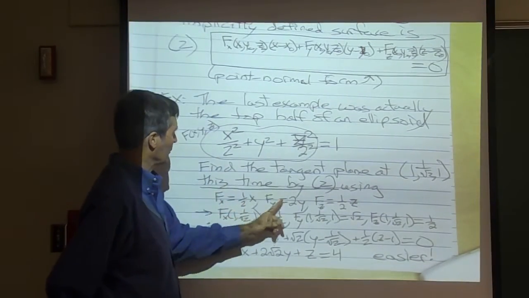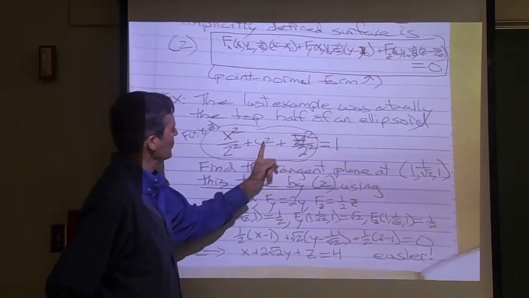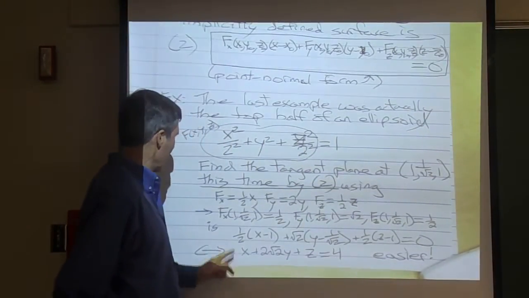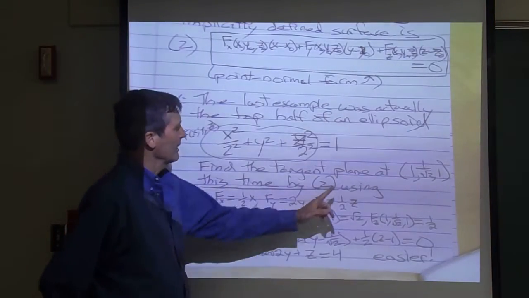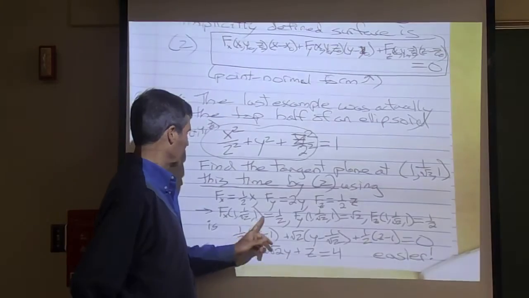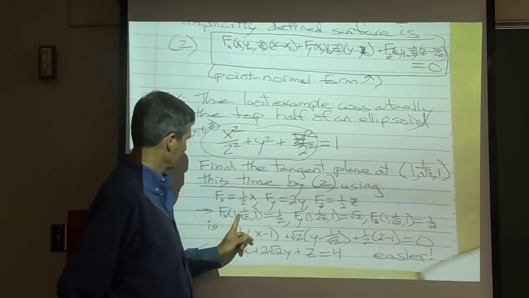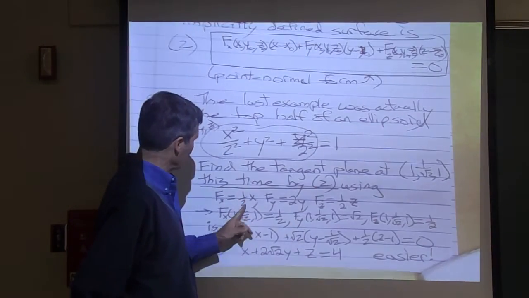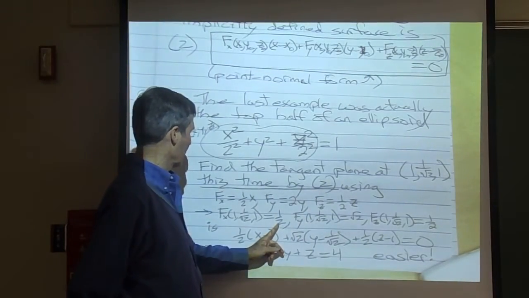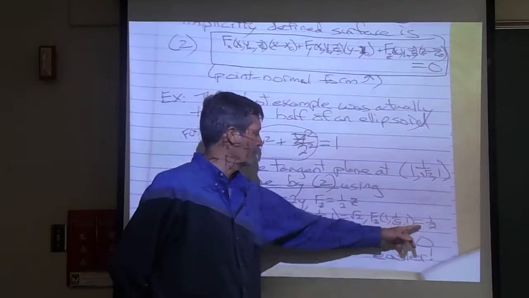The partial with respect to x is 1/2 x. The partial with respect to y is 0 plus 2y plus 0, which is 2y. The partial with respect to z is 1/2 z. And we plug in the point of tangency, 1 over square root 2, 1. We only need the x and y coordinates for these two. Plug in x, plug in y, plug in z, and you find the partial derivatives are 1/2 square root 2 and 1/2.